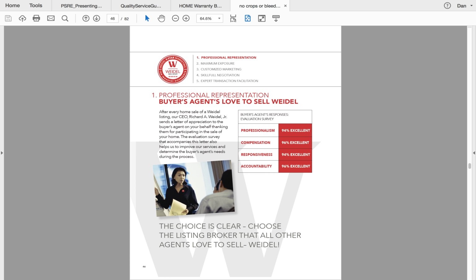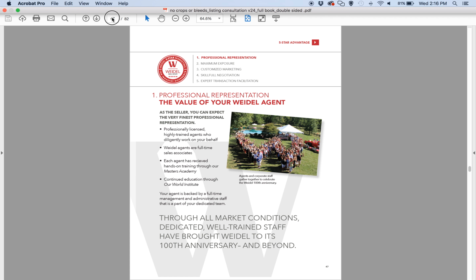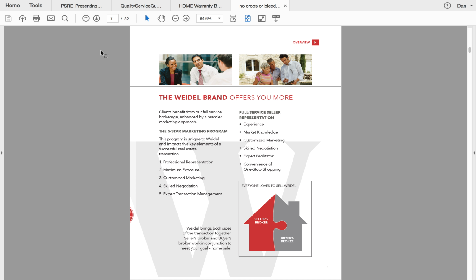And we're going to noodle down a little bit further into what 5-star is. And here it is. 5-star marketing encourages the buyer's agent to meet the seller's objectives. Now, if you recall from the early section of our presentation, on page 7 there was a little bit of a graphic, and the objective there was to indicate that buyer agents work for the buyer. That's in conflict with the seller's objectives. 5-star bridges the two. Everyone loves to sell Weidel.